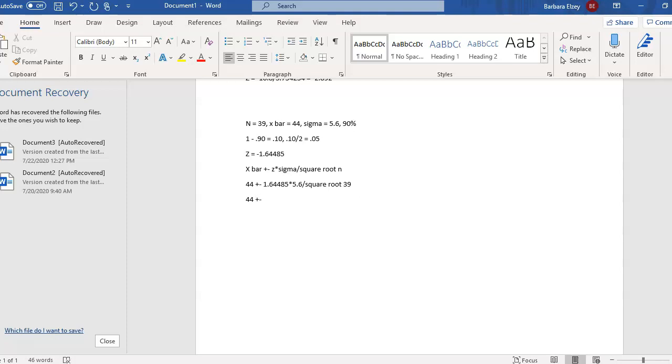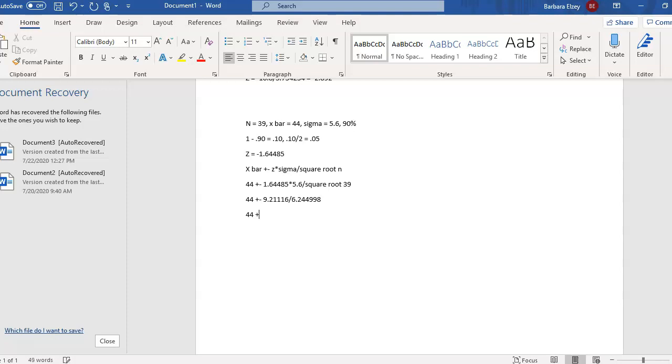I will do the top multiplication first. 1.64485 times 5.6 ends up giving me 9.21116. And then that's divided by the square root of 39. I'll put that in my calculator, and that ends up being 6.244998. Now notice that I've taken these out far in their decimal places, and that's very important for accuracy. If you round off too soon, you will not get the correct answer in My Open Math.